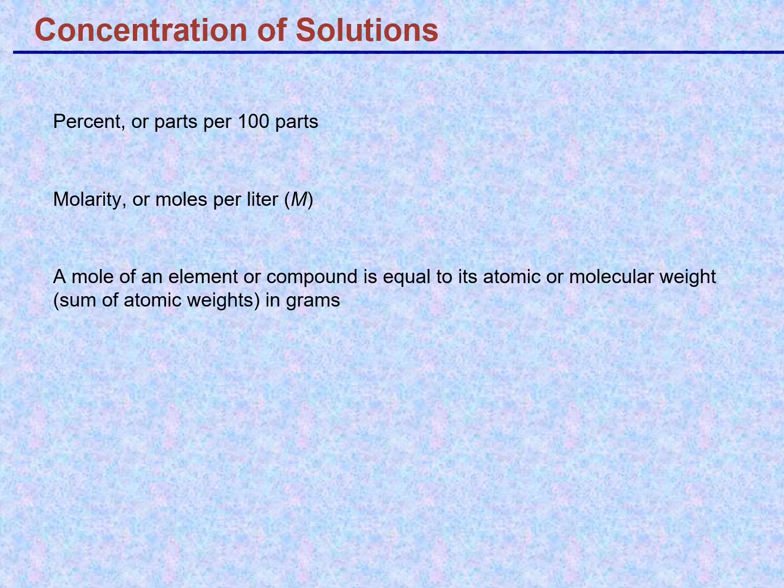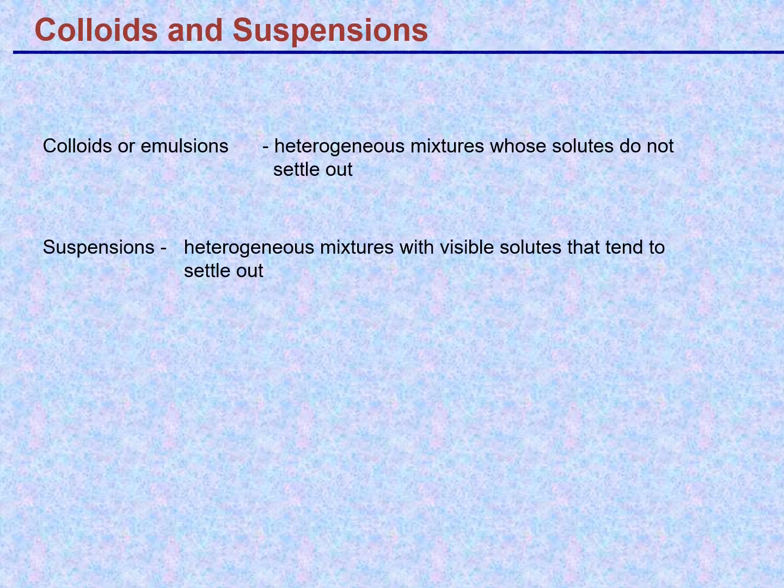Concentration of solutions is expressed in percent, parts per 100, or in molarity, moles per liter. A mole is equal to the atomic or molecular weight in grams. So a 1 mole solution of sodium chloride, or having a molarity of 1 molar, would have 1 mole per liter. So you look at the molecular weight of sodium chloride, and if you express it in grams, that's how many grams are in that liter of liquid.